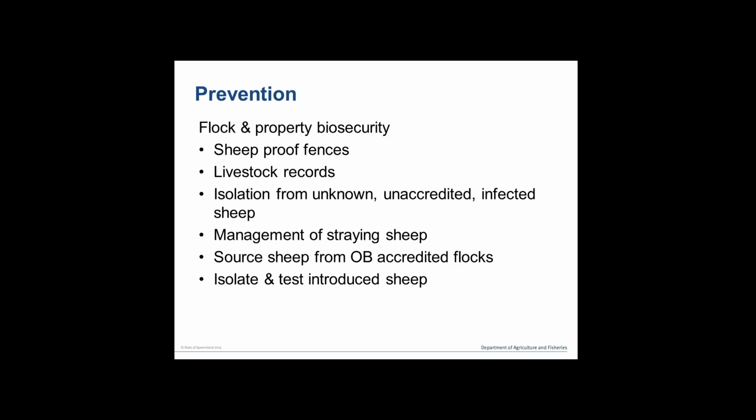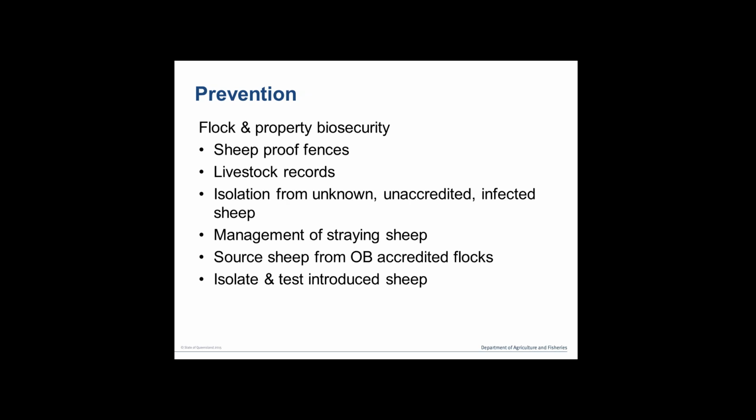For flocks not infected with ovine brucellosis, prevention is best achieved by maintaining good property and flock biosecurity. This includes maintaining sheep-proof fences, particularly boundary and ram paddock fences, maintaining adequate livestock records, including introductions to the flock, lambing and lamb marking percentages, and so on, preventing contact with sheep of an unknown, unaccredited or infected status, including during transport and at sales and shows, having a plan in place to deal with stray sheep onto or off the property, and sourcing sheep from ovine brucellosis accredited flocks, or isolating and testing introduced sheep prior to joining the flock. In an unaffected flock, the main way infection can be introduced is by a breakdown in biosecurity measures.